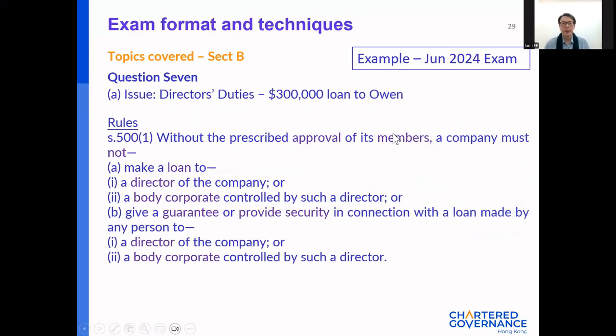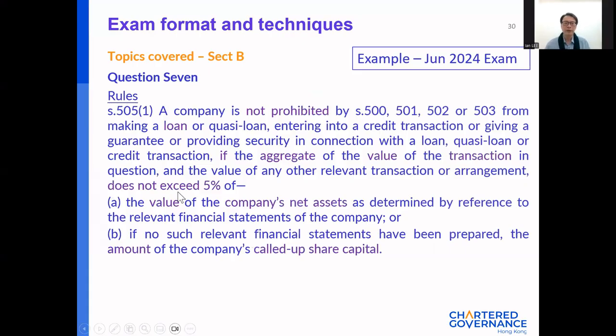Okay, so director's duties with the $300,000 loan to Owen. You can see under section 500, without the prescribed approval of its members, a company must not make a loan to a director of the company. So if you are asking to make a loan to a director of the company, based on section 500, you need to ask the members for approval.